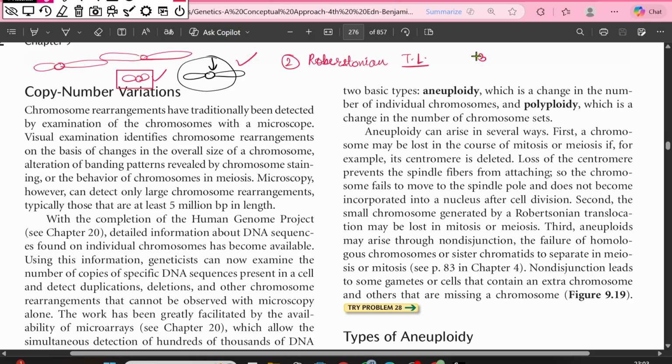The third cause can be due to improper orientation or the non-disjunction of the chromosomes. What basically happens is, during the metaphase, the chromosomes have to align on the metaphase plate, and after that in the anaphase they have to be separated. But if the chromosomes do not align properly, at that time we say the condition of non-disjunction has occurred, and at that time aneuploidy can be possible.